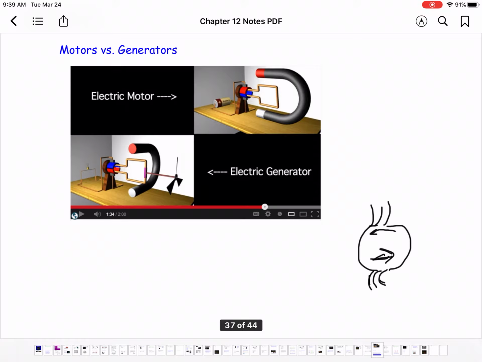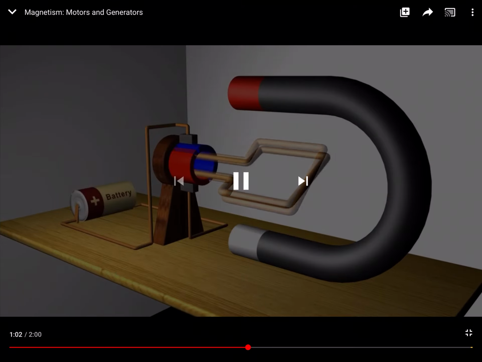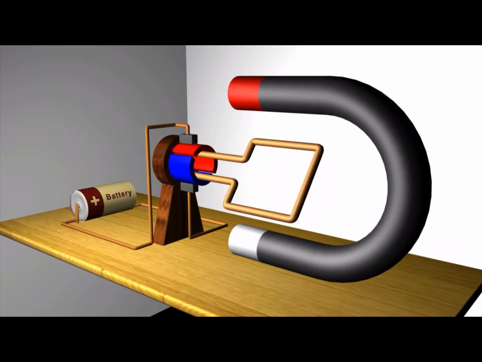This split ring commutator, as it's called, allows us to switch the electron flow, which allows the motor to keep running. Otherwise, it would just go to a single spot and be stationary. It interacts with the field of the permanent magnet to produce a rotation of the loop that looks like this.